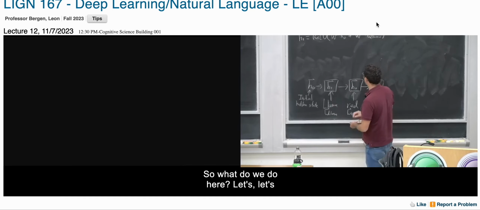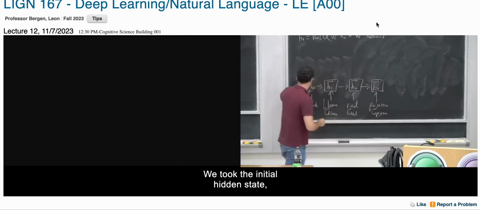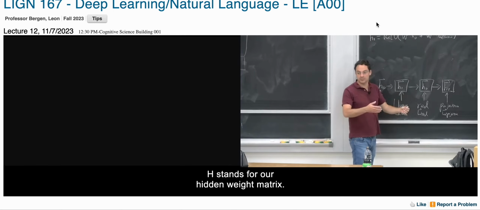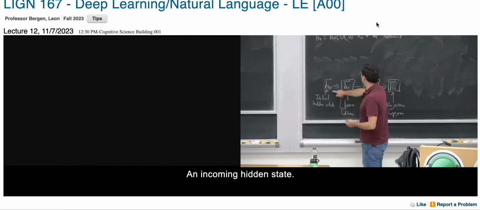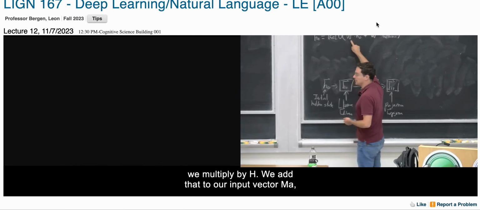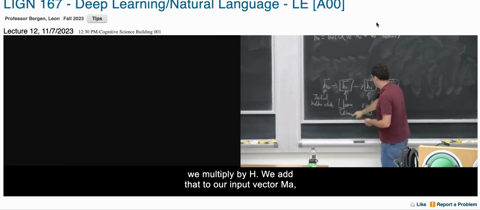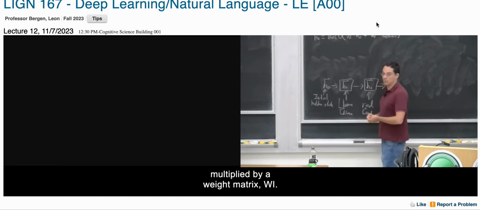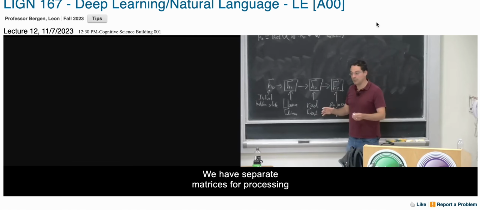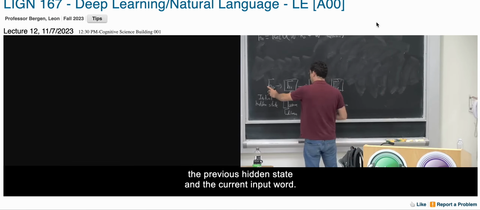Okay, so what did we do here? Let's ignore the ReLU for right now. We took the initial hidden state. We multiplied it by a matrix WH. That WH stands for our hidden weight matrix. So any incoming hidden state, the hidden state that represents the previous part of the sentence, we multiply by WH. We add that to our input vector, the word llama, multiplied by a weight matrix WI. So we have separate matrices for processing the previous hidden state and the current input word. And we add those together.